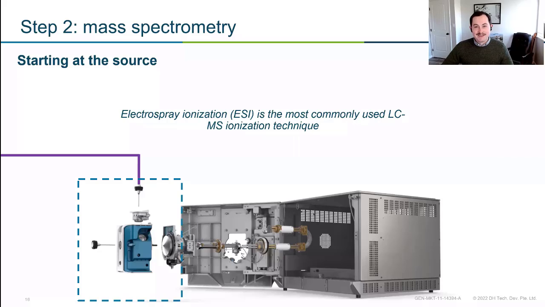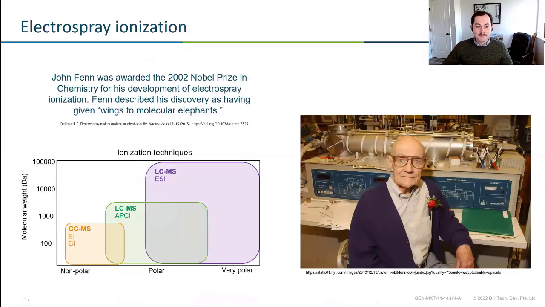But before we get there, we have to start at the source. How do we take this liquid from our LC and actually get it to move through our mass spectrometer? To do that, we use ionization. Electrospray ionization is probably the most commonly used LC-MS ionization type.